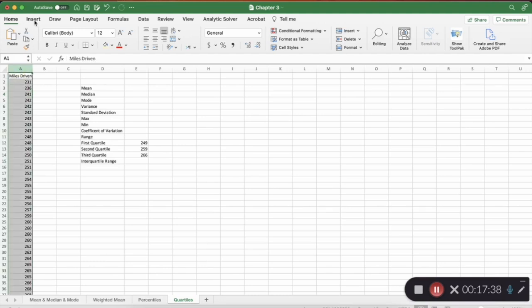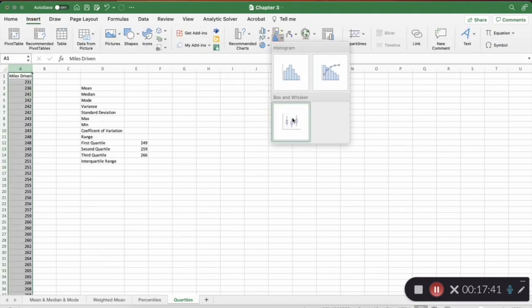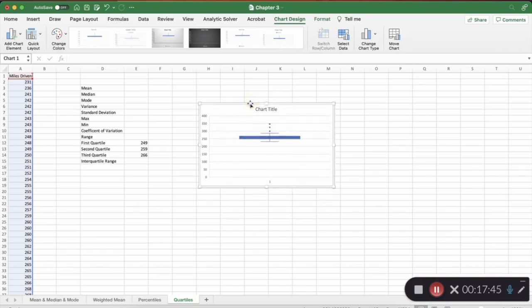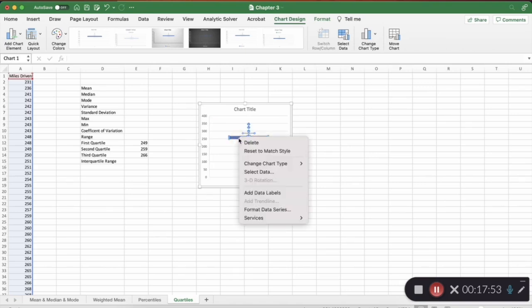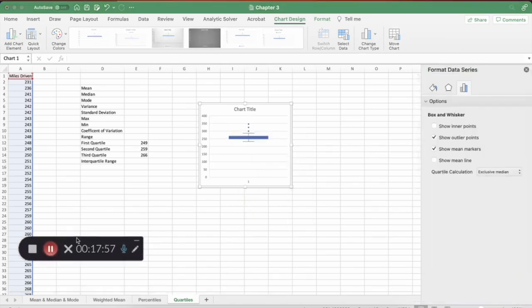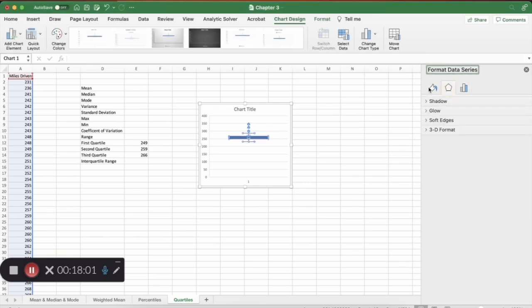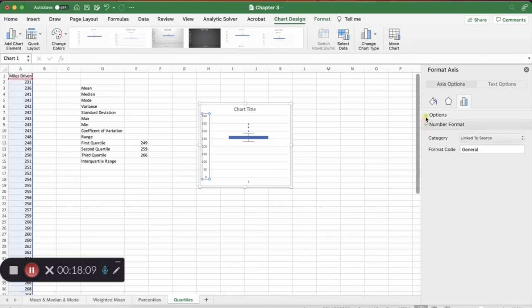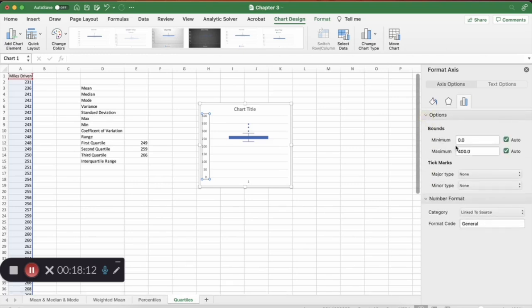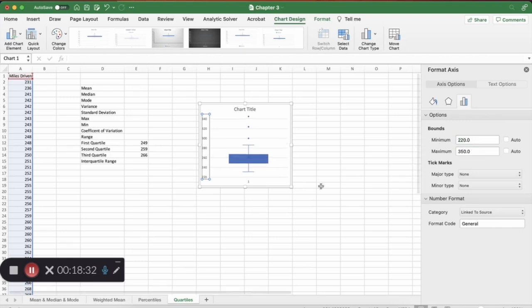So what I'm going to do is select the data, go to Insert, Box and Whisker Plot. It looks weird, but let's try to fix it. Let's right click. Let me move this to the other side. Let me choose the axes. The minimum is 0. I don't want the minimum to be 0. The minimum actually is about 200. And the maximum is not 400. I'm going to make it like 350. Actually, the minimum is still way off, so 220. Let's make it longer.